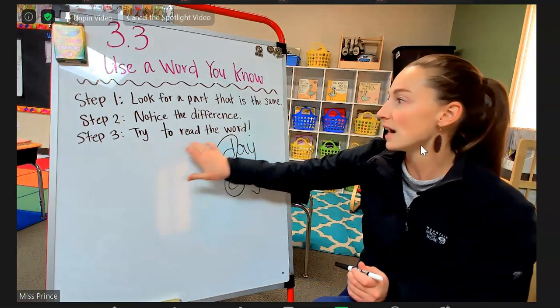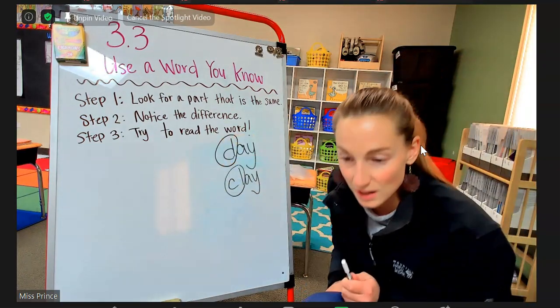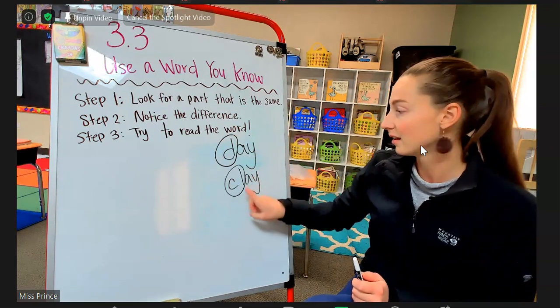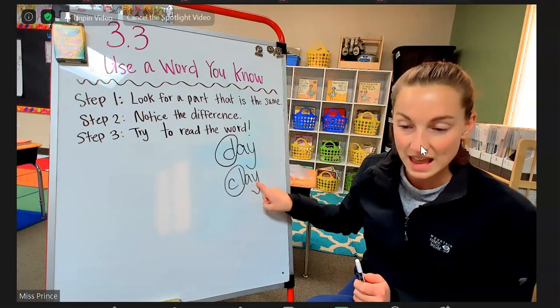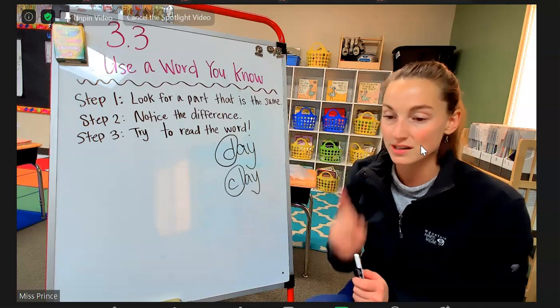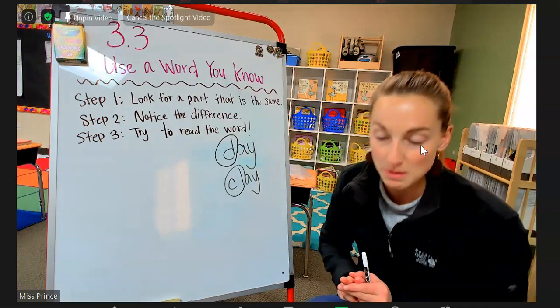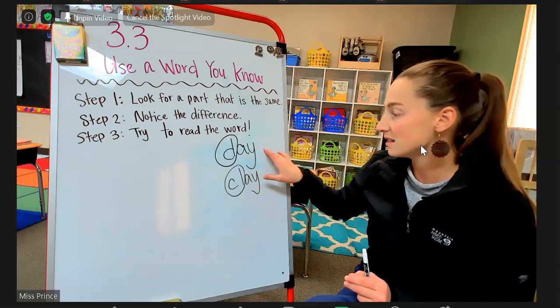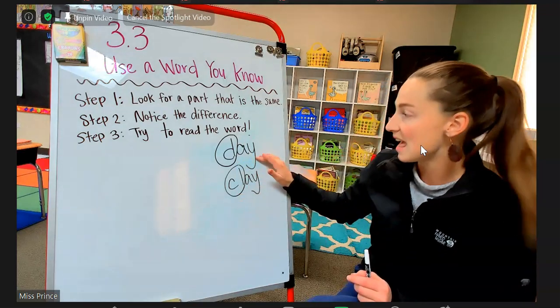Step 3, try to read the word. So if I get to a word and I feel stuck, I'm going to tell myself, okay, I know this part right here says A, so I'm going to do my very best to figure out the part I don't know. I can try sounding it out. I can try using my pictures, but I want to concentrate on making sure that I can hear the same sound. A.